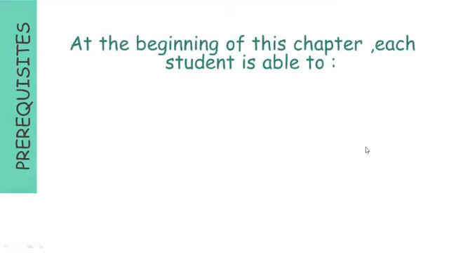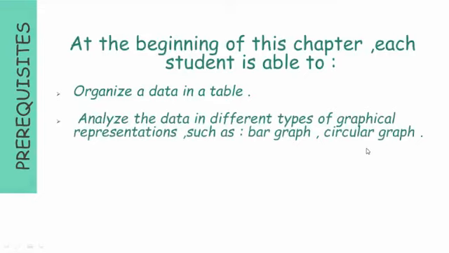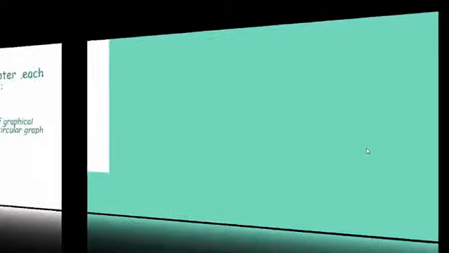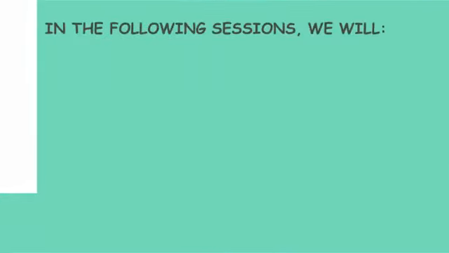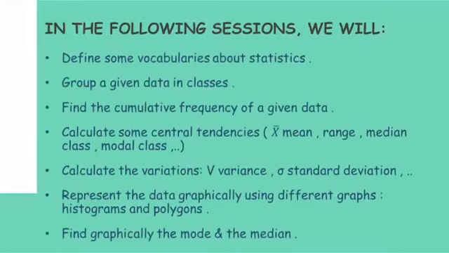You have learned before how to organize data in a table, how to represent the data in different graphs, and you know what an interval is. In this chapter, we'll study new objectives. Define some vocabularies about statistics. Group a given data in classes. Find the cumulative frequency of a given data.